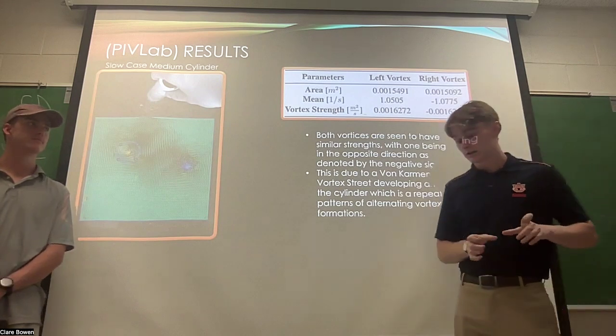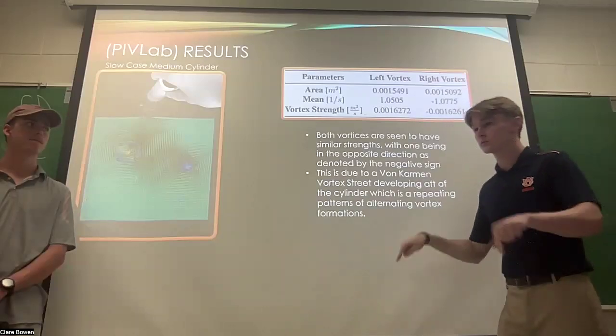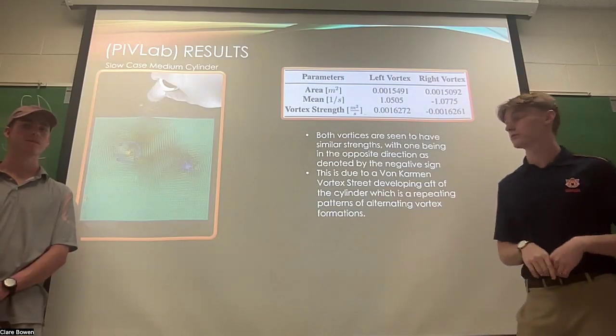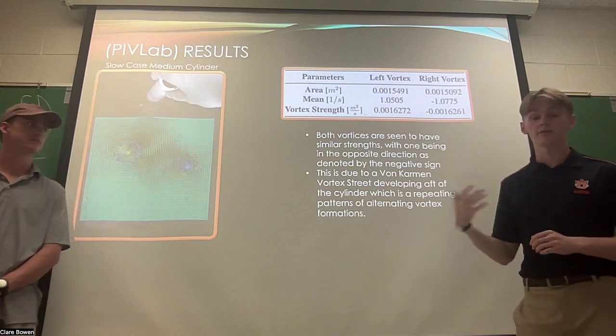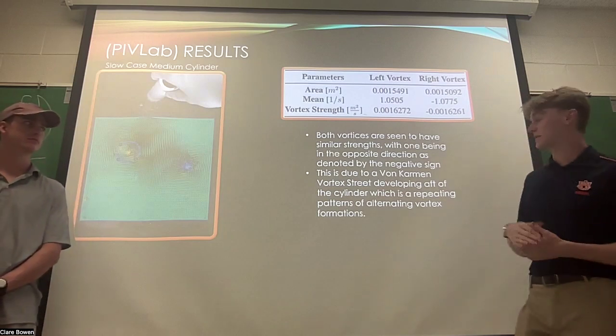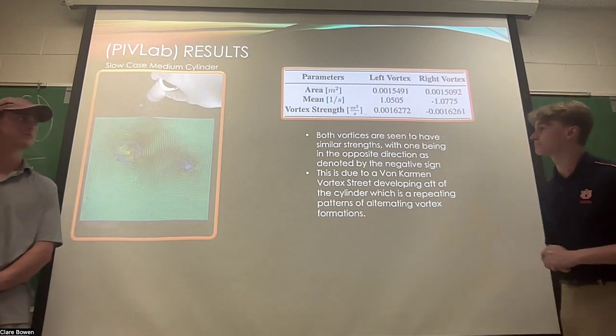So as a cylinder moves through a fluid, 2 vortices will be created in opposite directions and shed. And this is due to a von Karman vortex street developing after the cylinder, which essentially just means a repeating pattern of alternating vortex strengths.